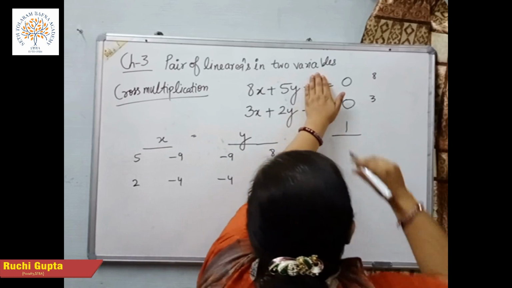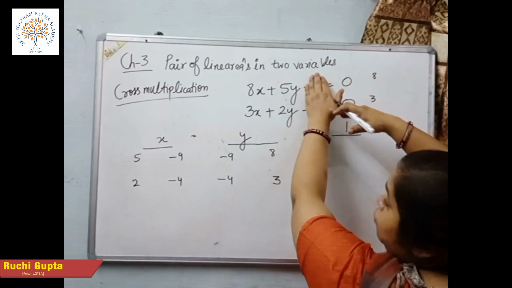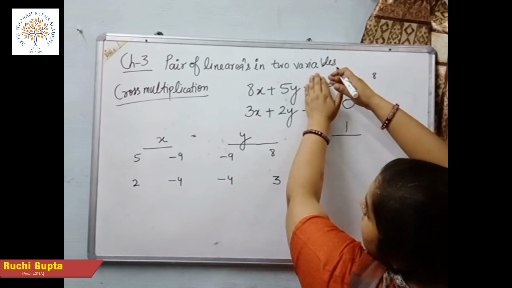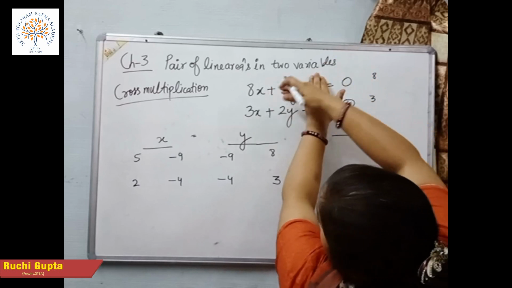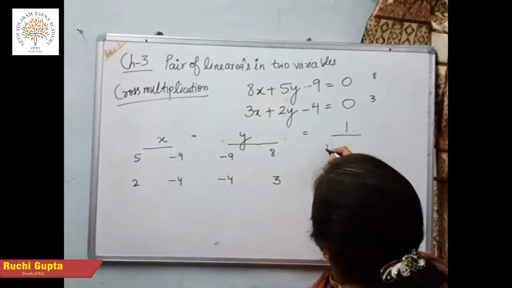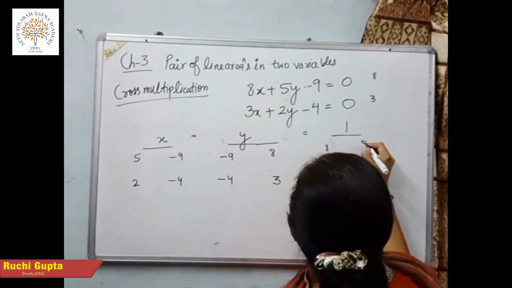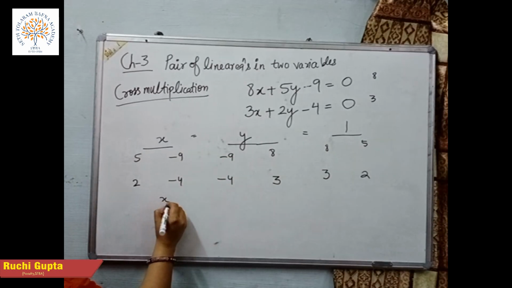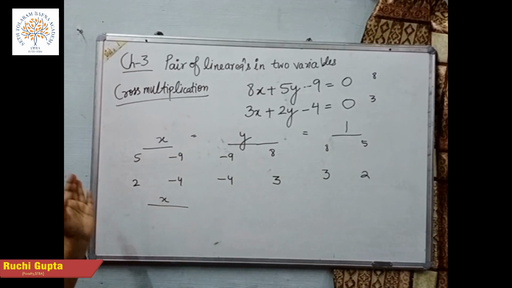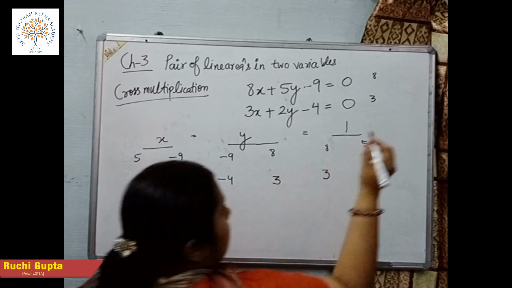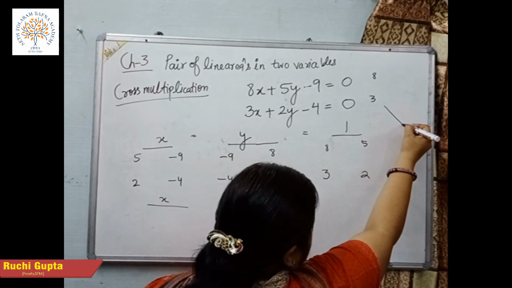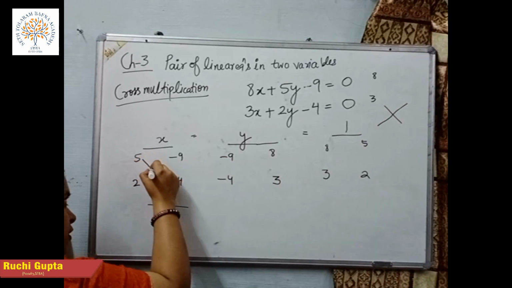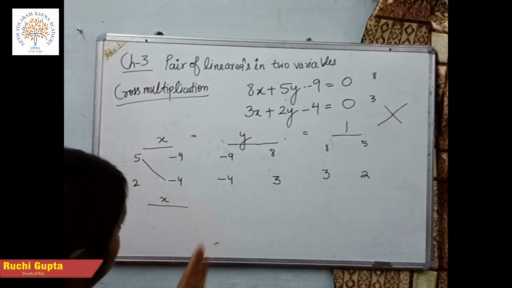Now we don't have to take the coefficients of constants because 1 is in place of the constant only. So write the coefficients of x and y. They are 8 and 3, 5 and 2. So now our method starts. Do you remember how we make a cross? We make a cross like this. First we move like this, then this. Okay. So again in this question, first we have to move like this.